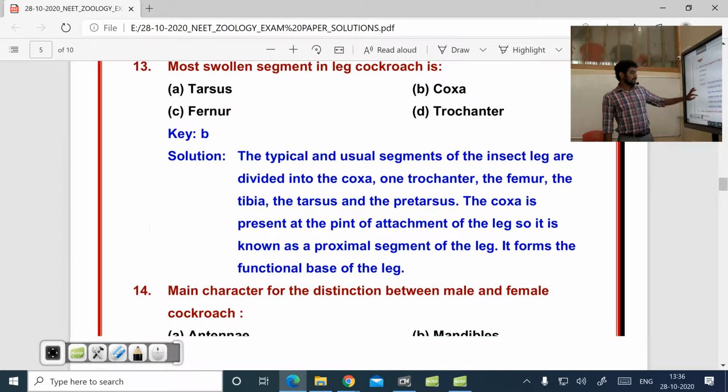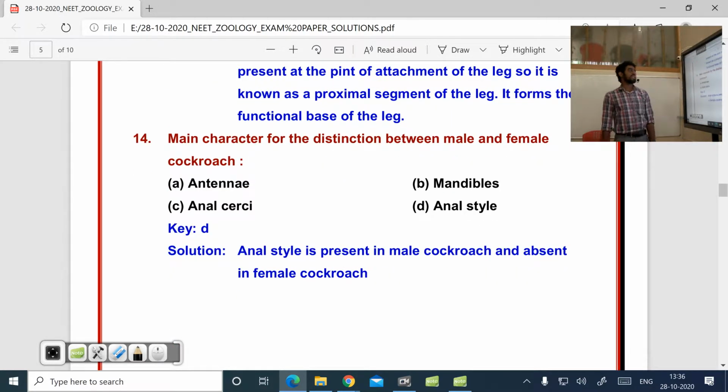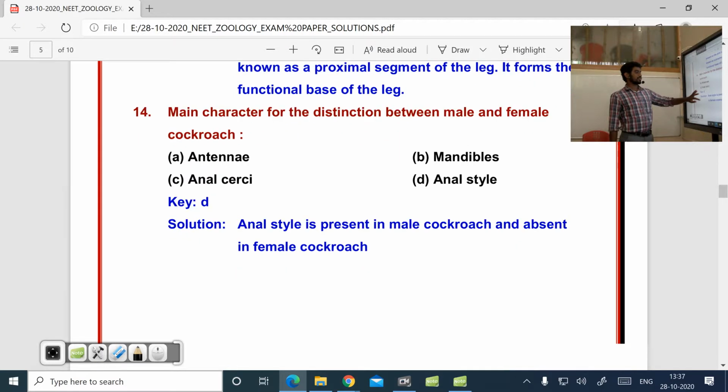The next one: the main character for the distinction between male and female cockroach. This is also an NCERT question only. So the answer is anal style. Anal style is present in the male only, absent in the female. Right, students? So next one.